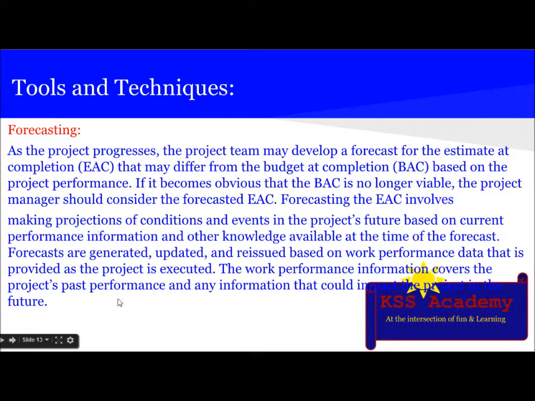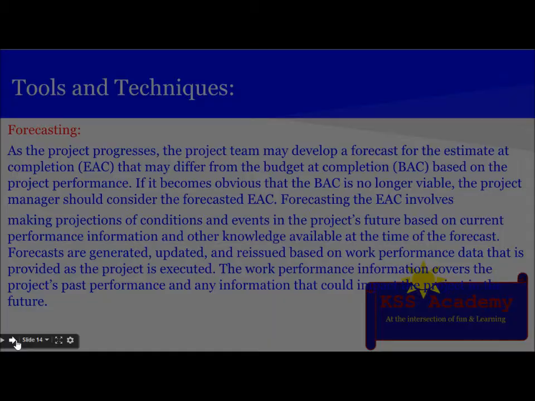Forecasting the EAC involves making project projections of conditions and events in the project's future based on the current performance information and other knowledge available at the time of the forecast. Forecasts are generated, updated, and reissued based on the work performance data that is provided as the project is executed. The work performance information covers the project's past performance and any information that could impact the project in the future.